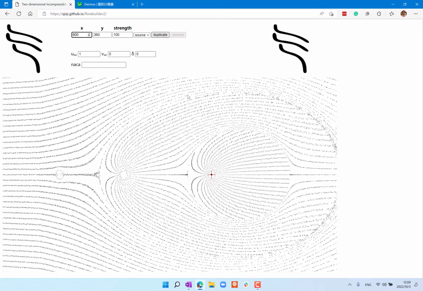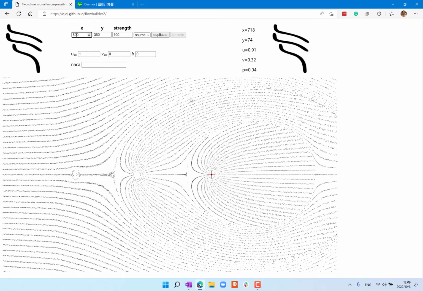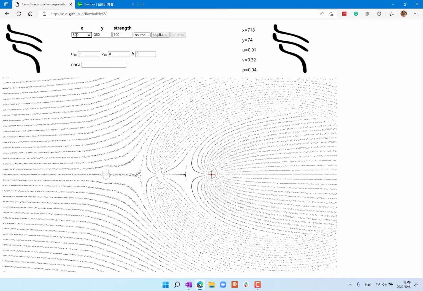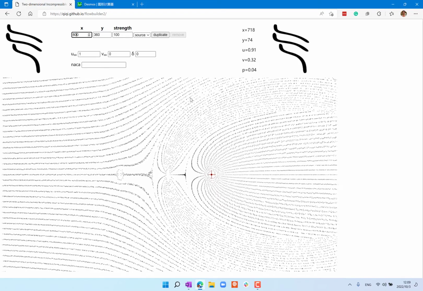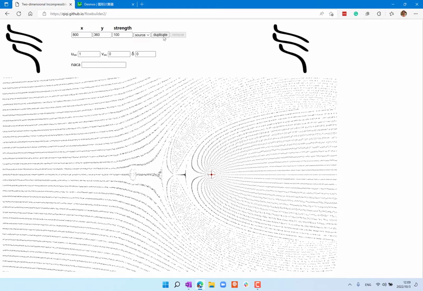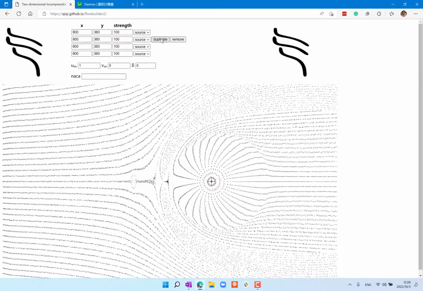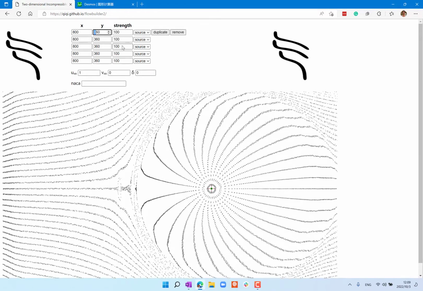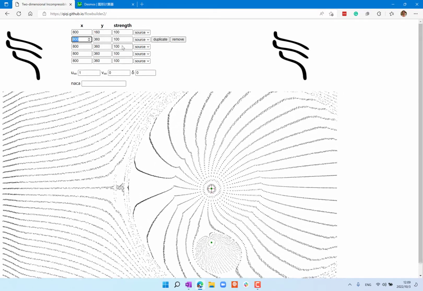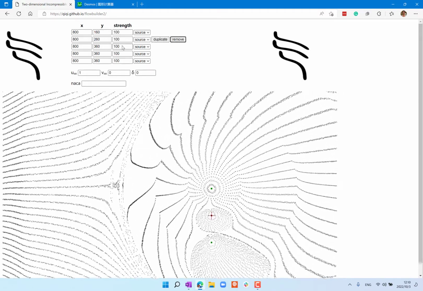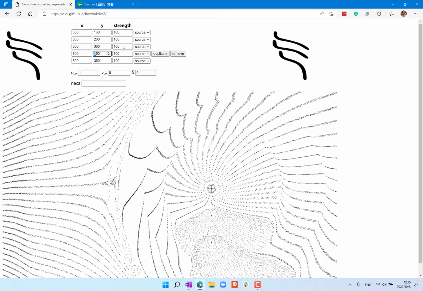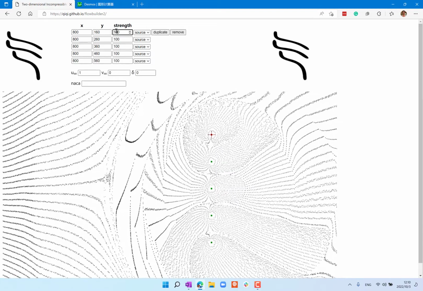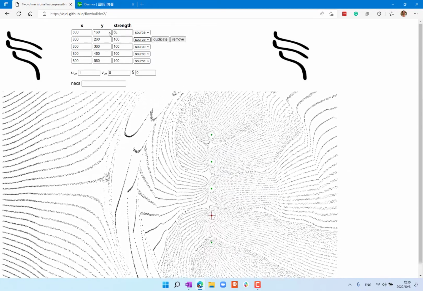And we are going to actually not just rely on a single source. We are going to make a wall of sources. We are going to duplicate it 5 times and change the y. So I will start with 160. I'll do 260, 360, 460, and 560. Oh, I think I need to make the strength a little bit lower.